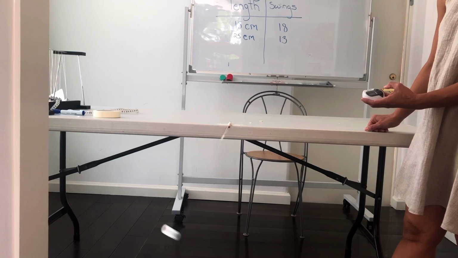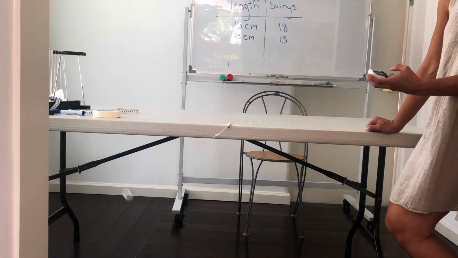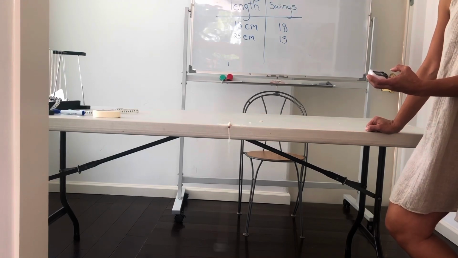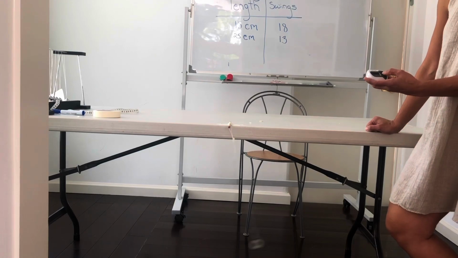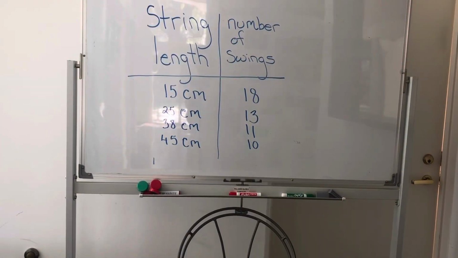1, 2, 3, 4, 5, 6, 7, 8, 9, 10. We got 10 3 times for pendulum. I went ahead and I added the 45 centimeter string length and the 38 because that's part of our results as well. And as we look, do we see a pattern starting to show up? As the string length increases, what's happening to the number of swings?